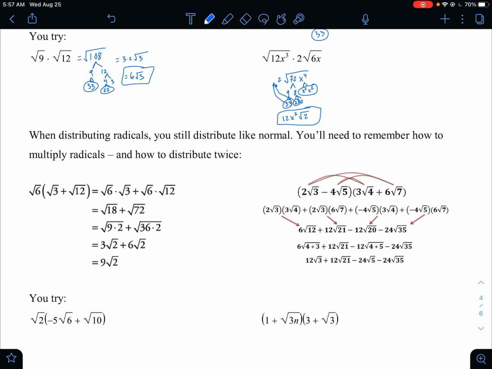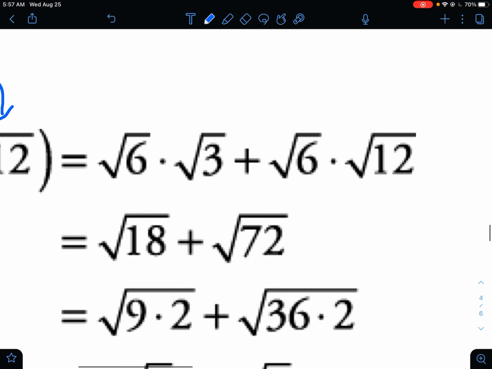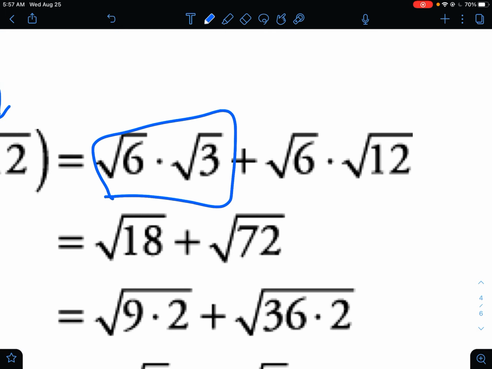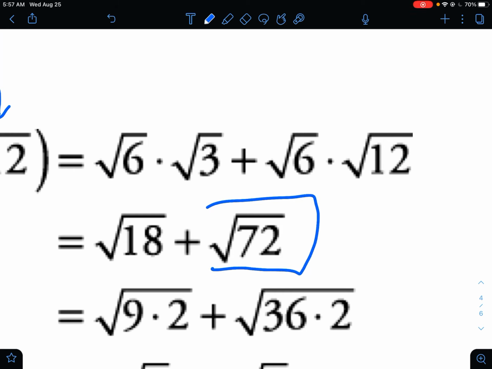Well, you can also multiply radicals if there's distribution involved. Say we have the square root of 6 multiplied by this thing that has 2 terms in it, and it's in parentheses. You are going to distribute. So root 6 gets timesed by that, and root 6 gets timesed by that, which gives you 6 times root 3, 6 times root 12. 6 times 3 is 18, and 6 times 12 is 72.